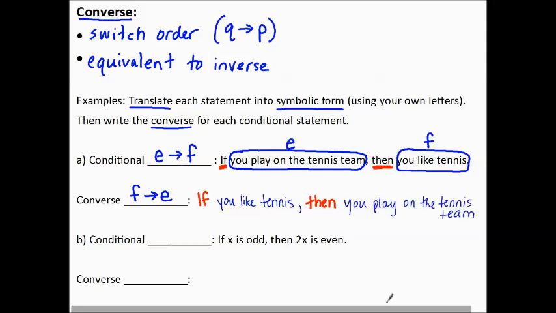How about you give a shot to the second one, assigning your own letters for the conditional statement and then writing the converse.